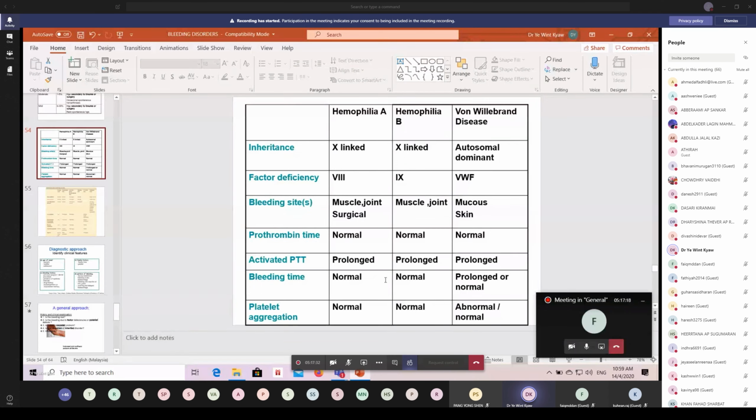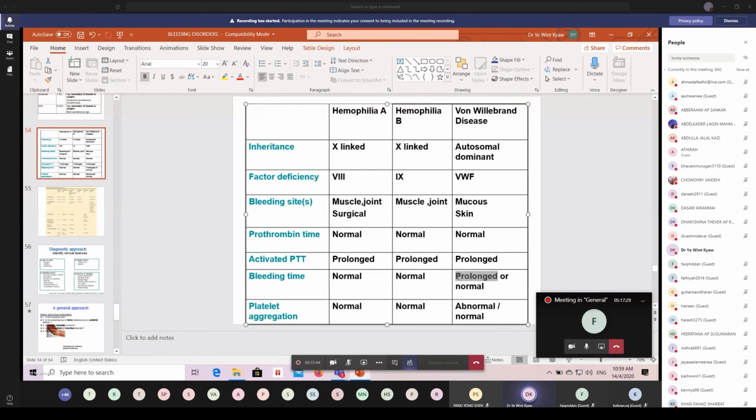function of vWF. If you know the function of vWF, you will know how bleeding is also prolonged here. Platelet aggregation is normal here, but abnormal here because this disease can also affect platelet aggregation. So bleeding here is abnormal, different from the others. Platelet aggregation is abnormal, and this can present with skin or mucous membrane bleeding also. This is different from A and B, which are all similar with just a factor difference only. But von Willebrand is a little bit different from these two diseases. The inside is investigation, PT and platelet aggregation.